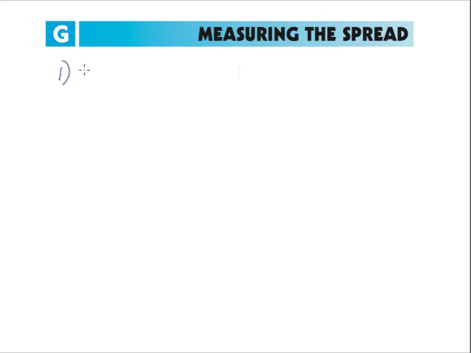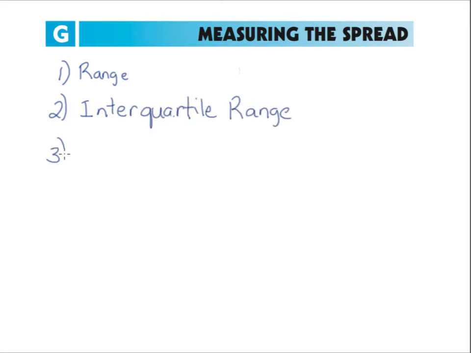Now we're going to take a few minutes to look at measures of spread. Now there are three measures of spread. The first one is range. The second one is called the interquartile range. And the third is called standard deviation.